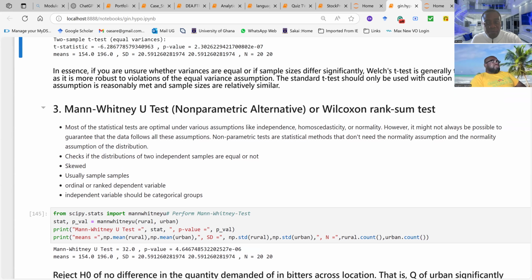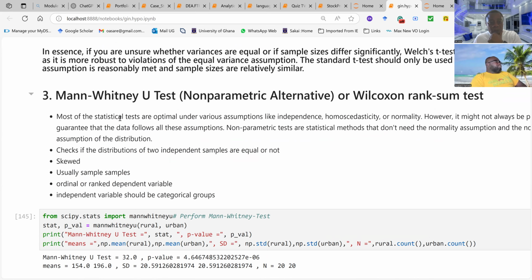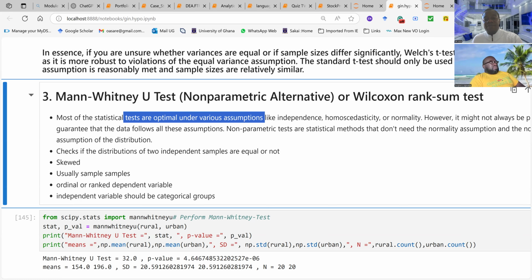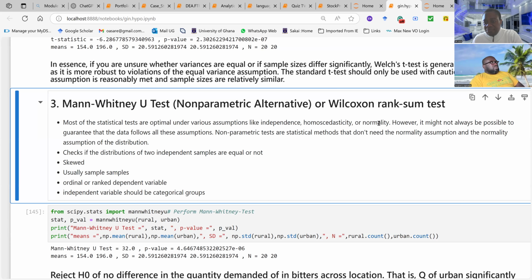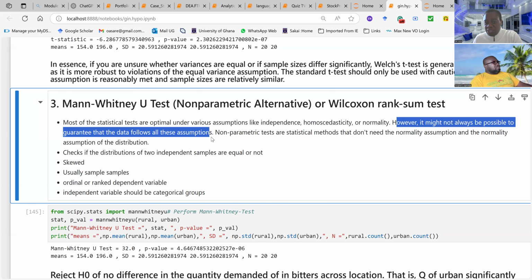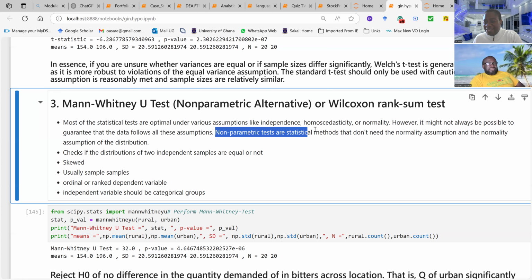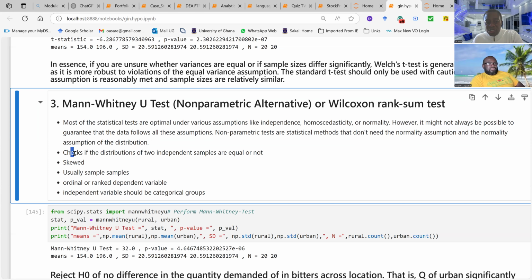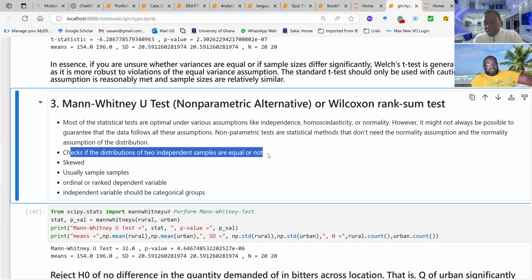So watch some key important points here. Most statistical tests are optimal under various assumptions, like independence, homoscedasticity, or normality. But it might not always be possible to guarantee that the data is normally distributed. That is why we have non-parametric tests. They are statistical methods that don't need a normality assumption, or the distribution of the normality. So non-parametric methods are good. First, you got to check if the distribution of the two samples are equal or not equal. These are for skewed data.